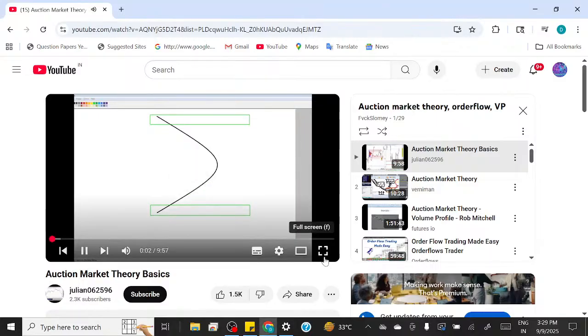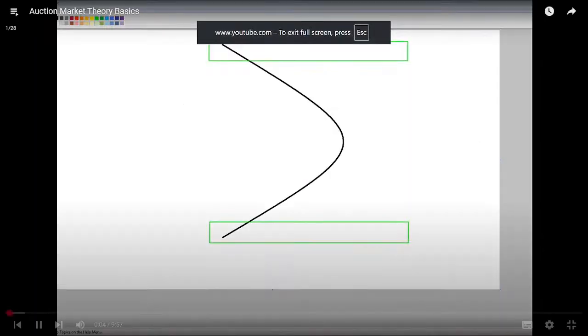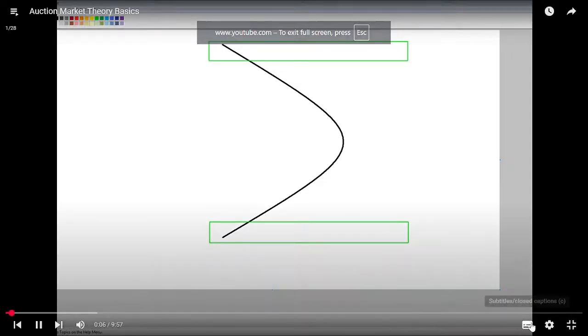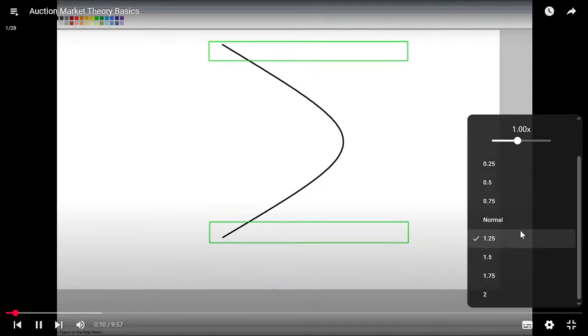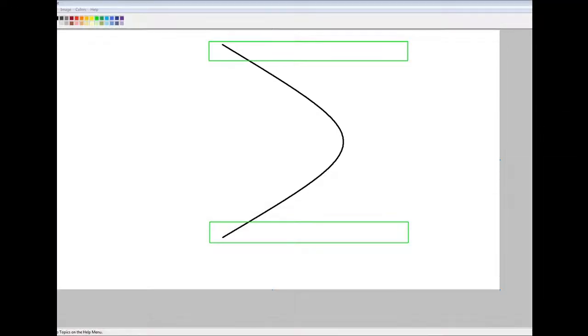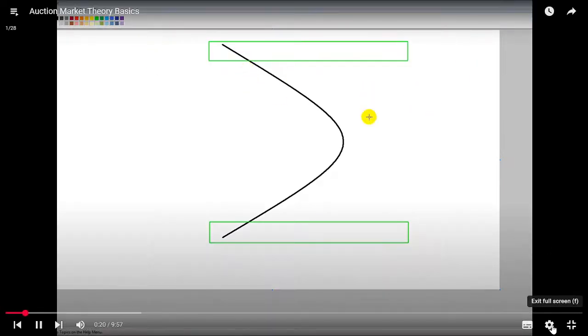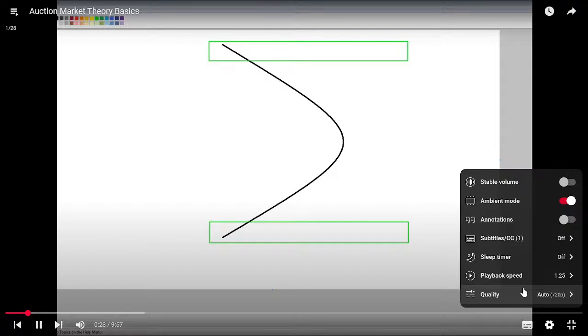Everyone, I just wanted to make a video on the basics of auction market theory, which is what I trade. I do not trade market profile; it is not an indicator. Also, enlarge the video because this will be in HD. So what do I have for you right here? I have a balance area, and this is what you see on a profile.